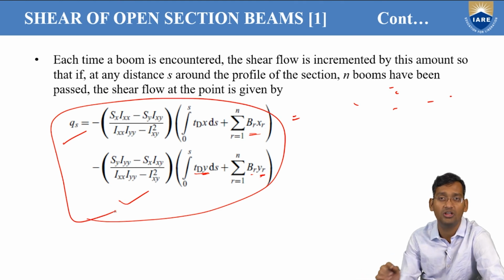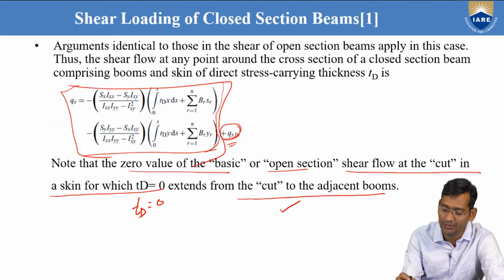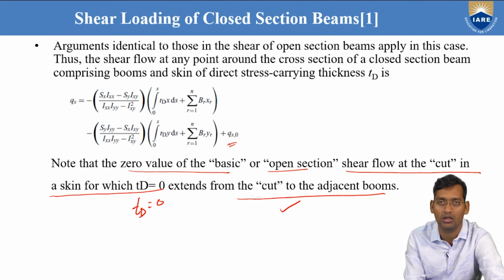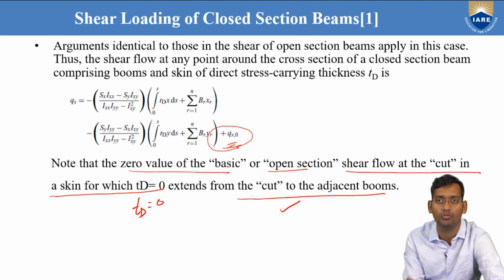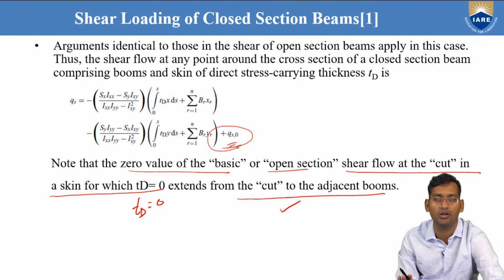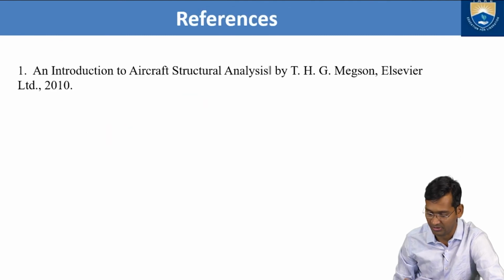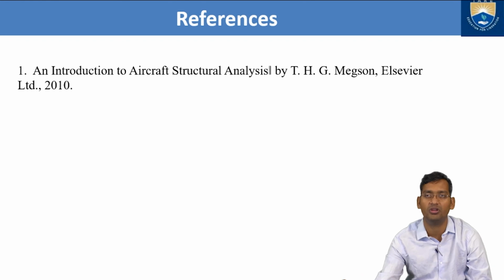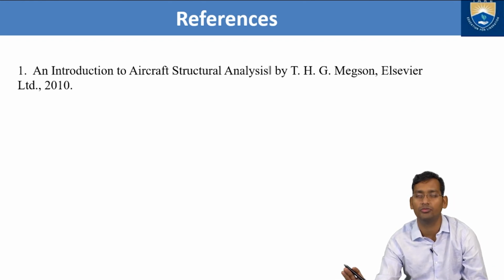Now if it's a closed section, then in the starting we had seen that hoop stress is 0, but for closed, hoop stress will be there. So in the same way, we have to add the hoop stress term, that Qs comma 0. So this is the hoop stress that will be there for the closed section beam. Okay, so this is your introduction, which you can refer to Megson book 4th edition.